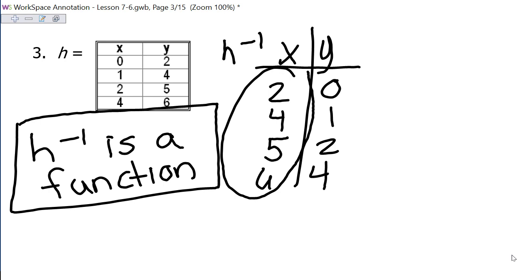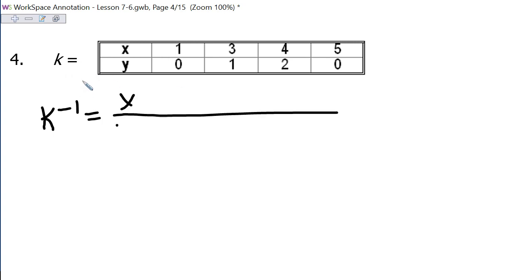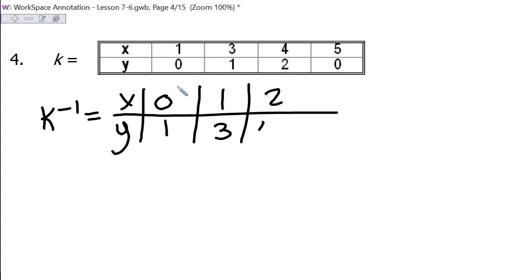Then number 4, we have k. Now we need to write the table values for k inverse. What would be the first ordered pair? 0, 1. What about the next one? 1, 3. Next one, 2, 4. And the last one, 0, 5.